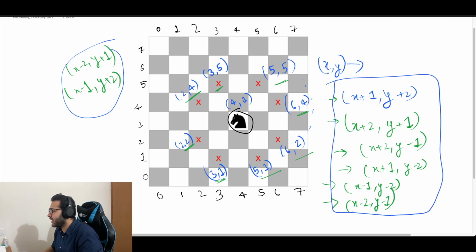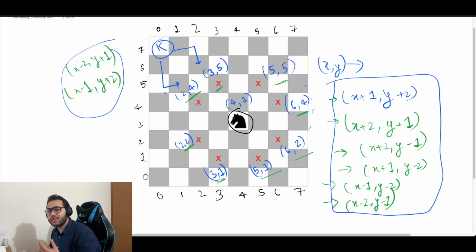Yeah, so we have these 8 moves possible. Now from any given position, it's obvious that the knight cannot move in all those 8 directions. Suppose our knight is here, then it can go here or it can go here. That's all, it will only have 2 moves. 8 moves is the maximum it will have, in the center.